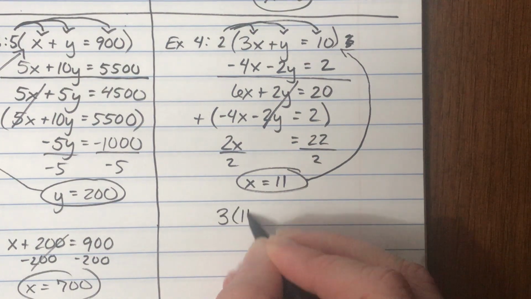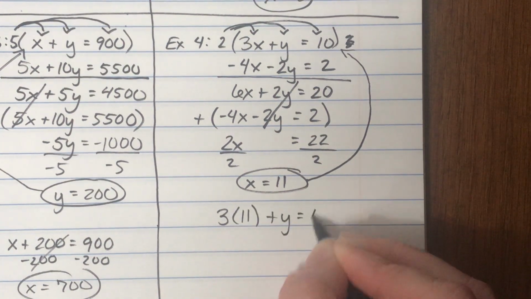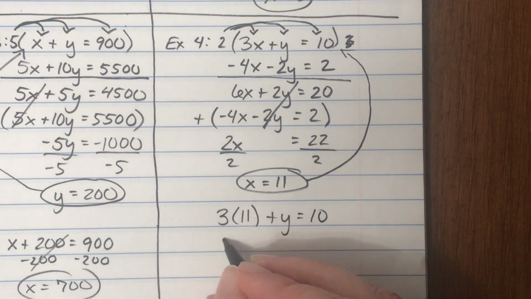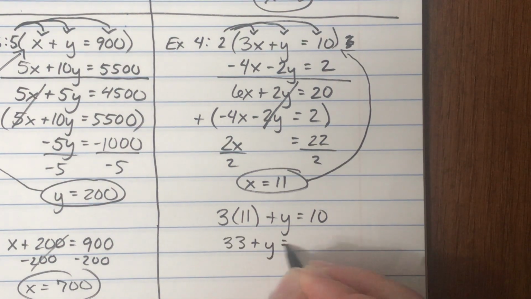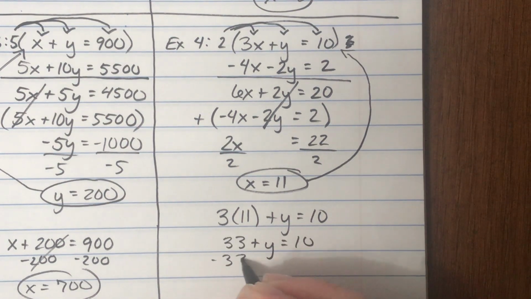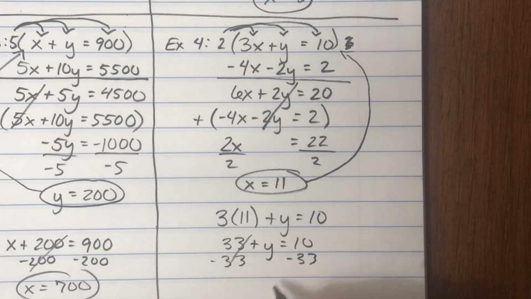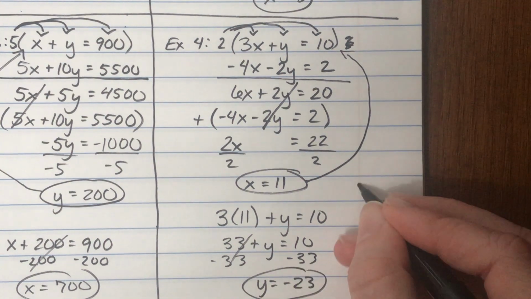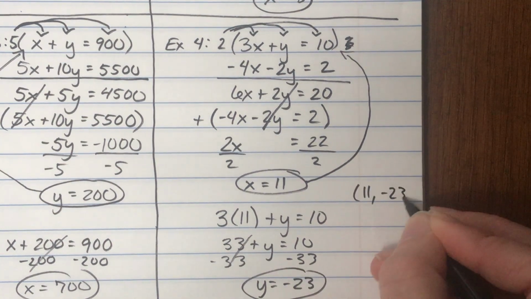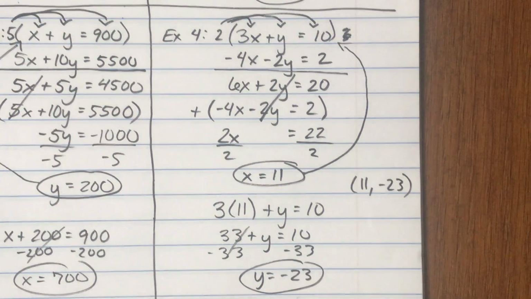So it's 3 times 11 plus y is equal to 10. That gives me 33 plus y is equal to 10. And then I have to subtract 33. And 10 minus 33 is negative 23. So y is equal to negative 23. So my coordinate here would be 11, negative 23. That should be your final answer.